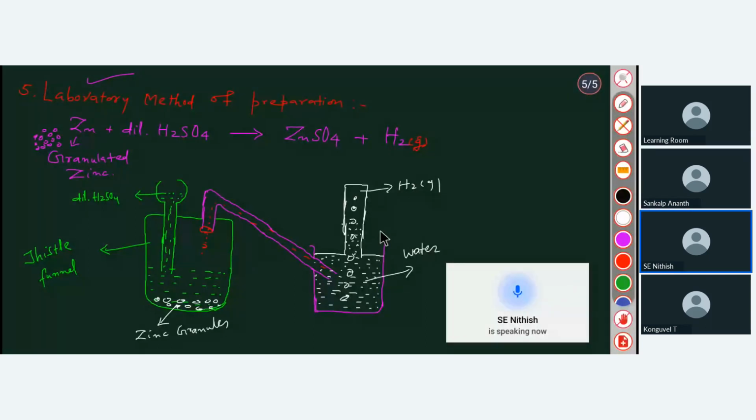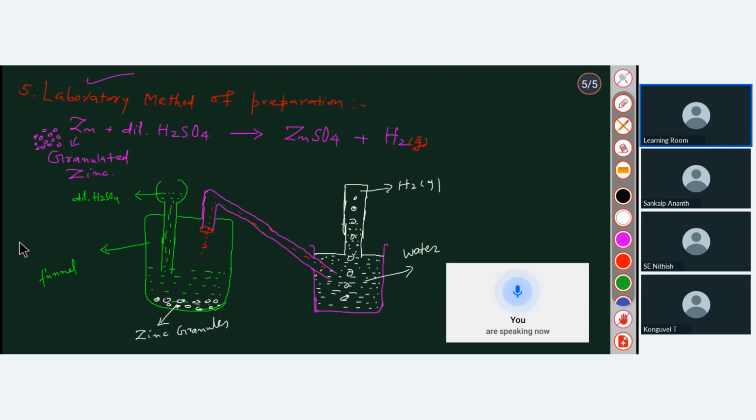Why does it go to the water when it can just stay in that tube itself? No, actually, see, there are some impure gases. That is why we first pass it through this water, so that we can get pure hydrogen gas. In the laboratory, you have to remember that whenever we are preparing any gas, it is always collected above water, so that we can get the pure gas.